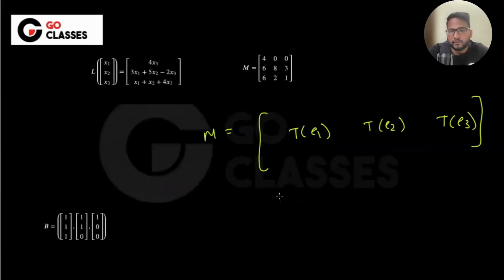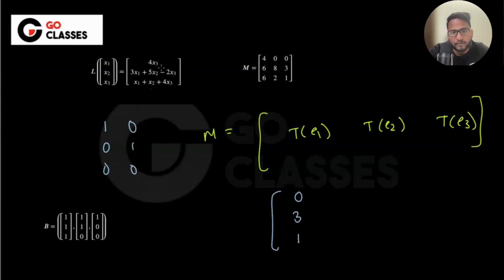So if you find TE1, let's calculate the standard matrix. E1 is nothing but 1, 0, 0. So if you put x1 as 1 and x3 as 0, then I think that is 0, 3, 1, right? It is 0, 3, 1. Okay, they have just altered the order, I think, but yeah, that's fine. So let's have the standard matrix, which is 0, 3, 1, and then what is TE2? 0, 1, 0.